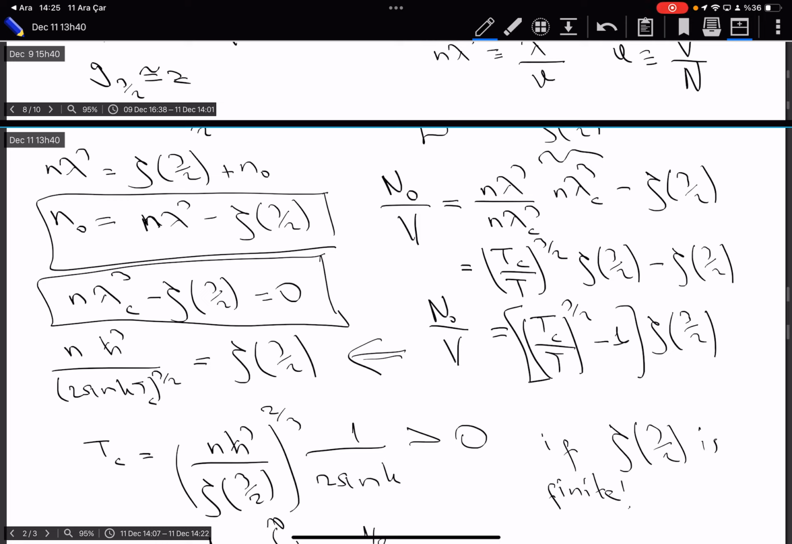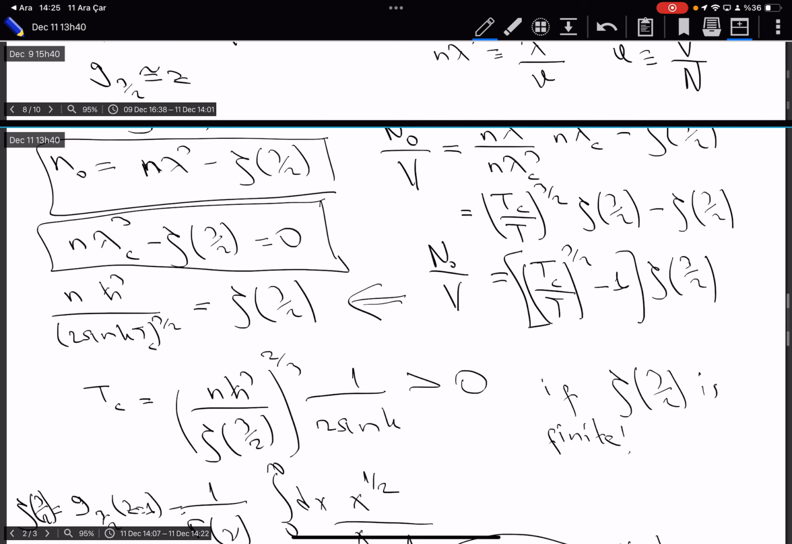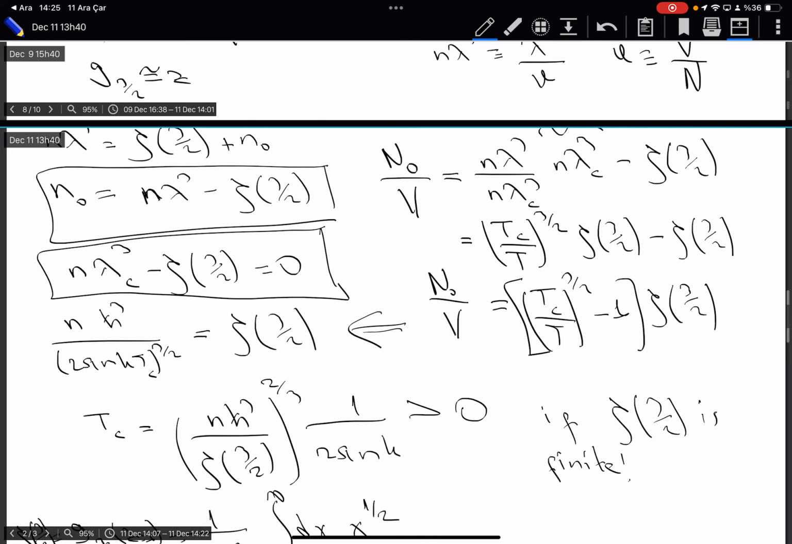Did I make a mistake somewhere? See, what I expect is n0 over N to be 1 minus... oh no, okay. No, there's no mistake, sorry.